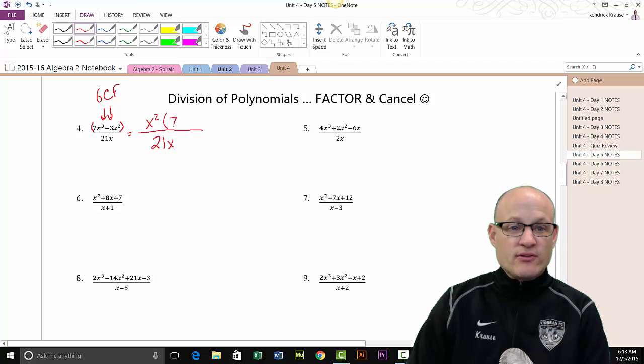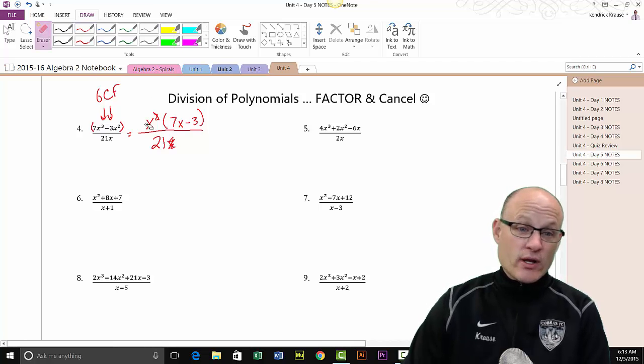And I get 7x minus 3. So this 1x can cancel with one of these x's. And that's it. That's one way to do this problem. Let me show you another way to do this problem.